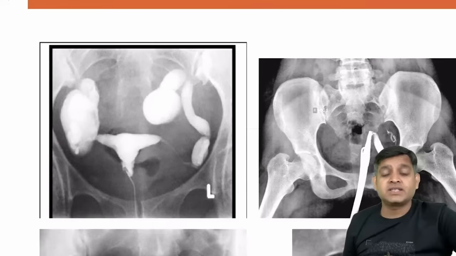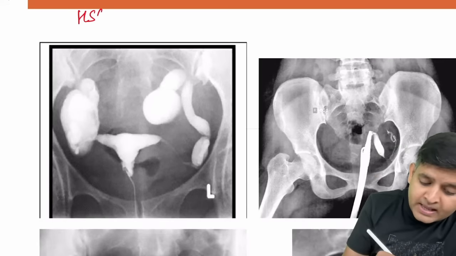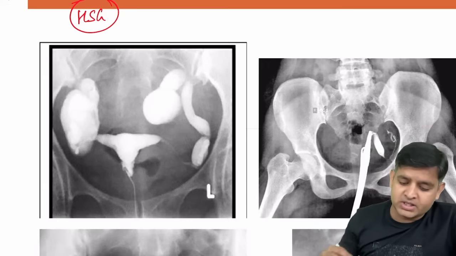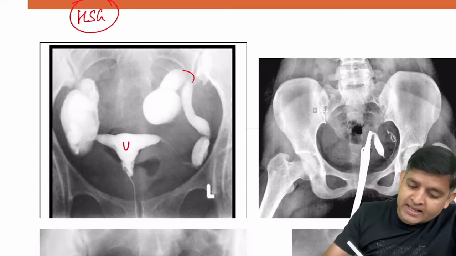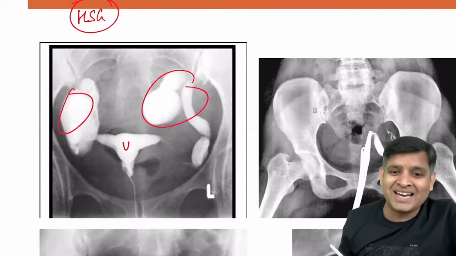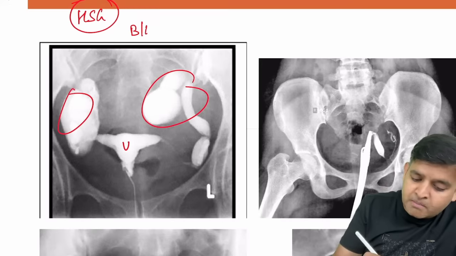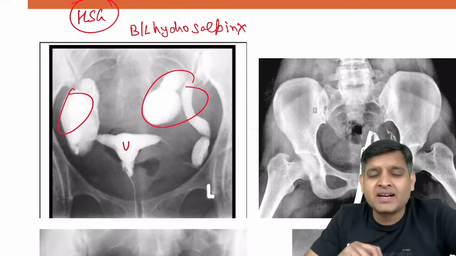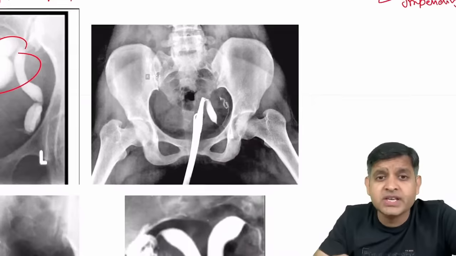Okay, and what are these? These are abnormal HSG images. Let us quickly see, what do we see in these images? This is uterus and I can see bilateral fallopian tubes are dilated. So what do you call this as? Bilateral hydrosalpinx.